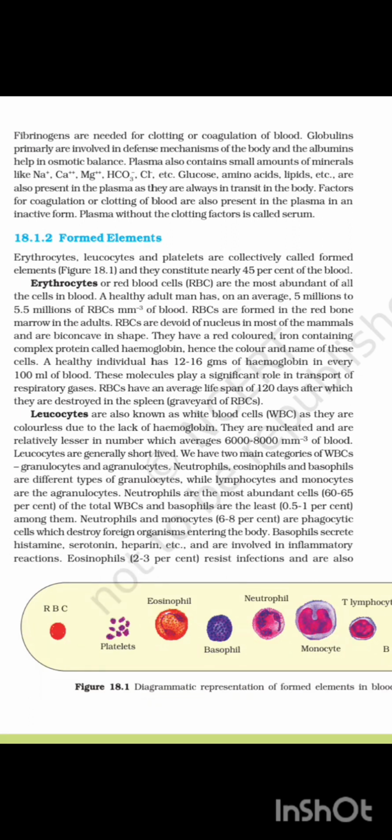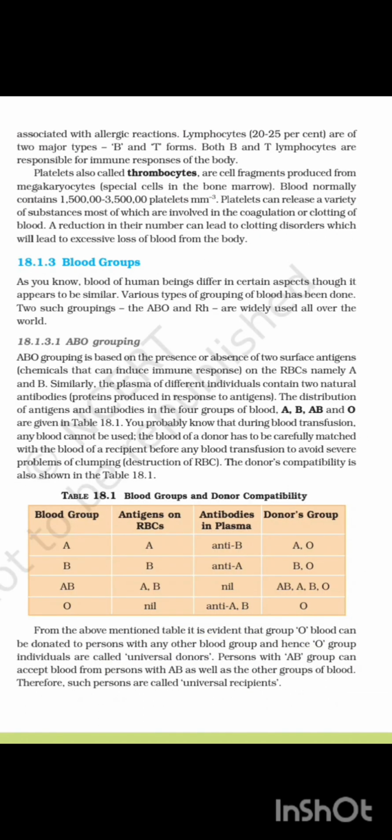Basophils secrete histamine, serotonin, heparin, etc. and are involved in inflammatory reactions. Eosinophils (2 to 3%) resist infection and are associated with allergic reactions. Lymphocytes (20 to 25%) are of two major types, B and T forms. Both B and T lymphocytes are responsible for immune responses of the body.